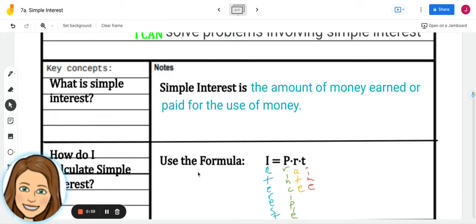And that formula is I, which stands for interest, equals capital P, which stands for principal, times lowercase r, which stands for rate, times lowercase t, which stands for time. All right, we've used formulas since our equations unit, so it's a basic plug and chug. Take what you know, plug it in, and then solve for the unknown. Let's do a couple examples.